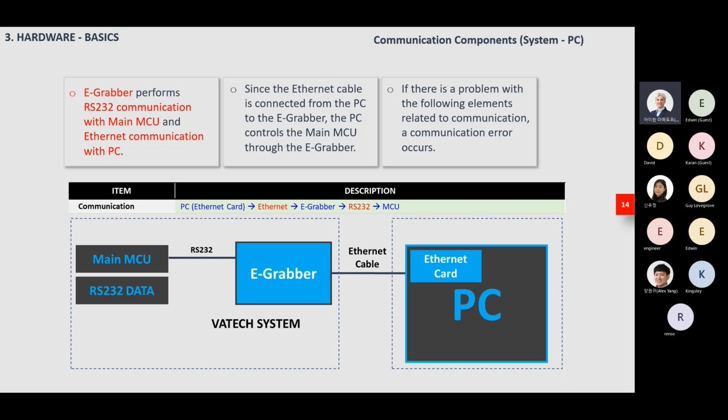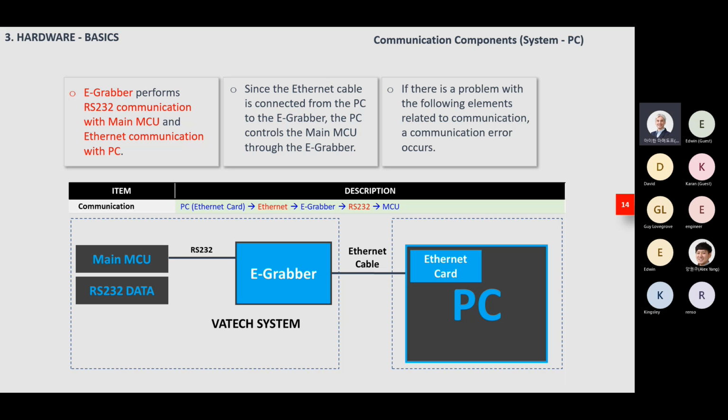And it performs the communication with the PC using a different Ethernet cable. So the eGrabber uses these two cables to communicate: RS-232 with the main MCU, and the Ethernet cable with the PC. All right. So if you have any problems with these components, any errors or image acquisition problems, you will need to check these three parts first, and the communication and image transmission cables as well.